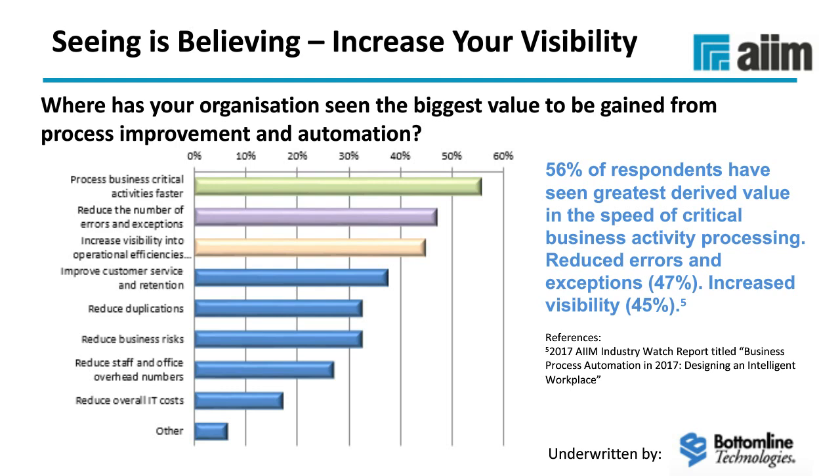And seeing is, of course, believing, right? So we know when we ask the AIIM community where their organization has seen the biggest value to be gained from process improvement and automation, 56% of respondents have seen the greatest derived value in the speed of critical business processing, reduced errors and exceptions for 47%, and increased visibility. So it's really the results, and the community speaks for itself here.